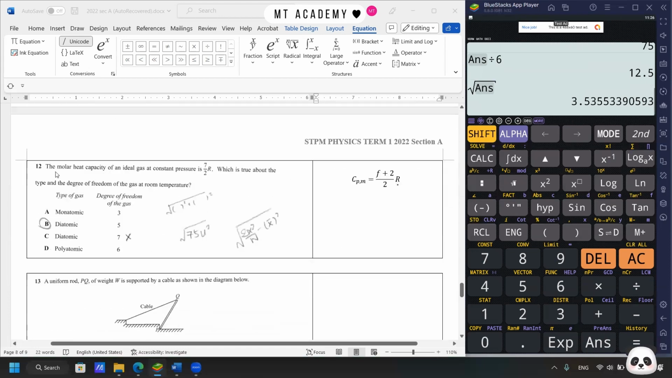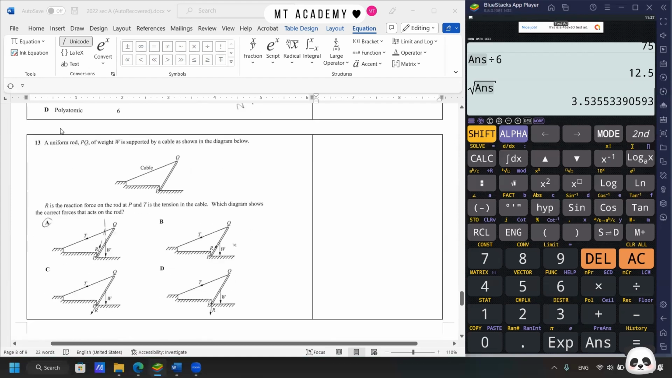We move on to question 12. The molar heat capacity of an ideal gas at constant pressure is 7 over 2R. What is true about the type and the degree of freedom of the gas at room temperature? So here we can look back, the molar heat capacity at constant pressure is (F over 2 plus 1) R, as we have derived before. So from the formula, we can compare with the expression given to find out the value of the degree of freedom. So here we can see that the F should be equal to 5, which refers to the diatomic gas. Hence, the answer is B.